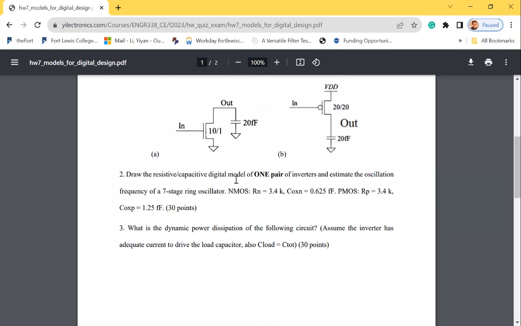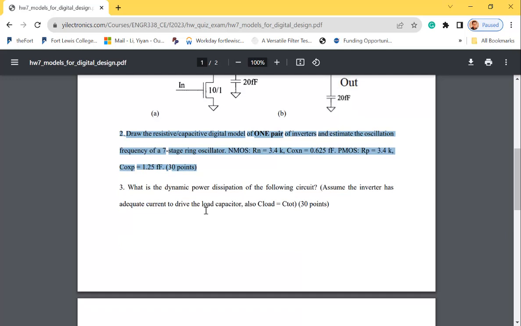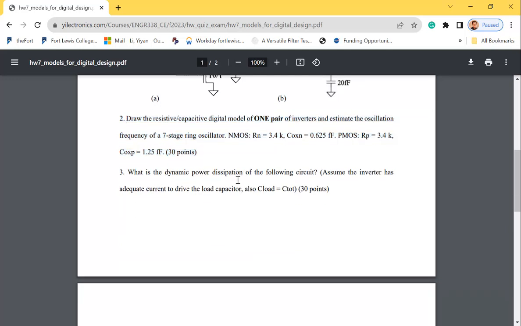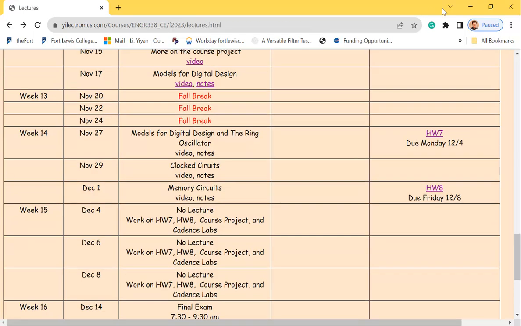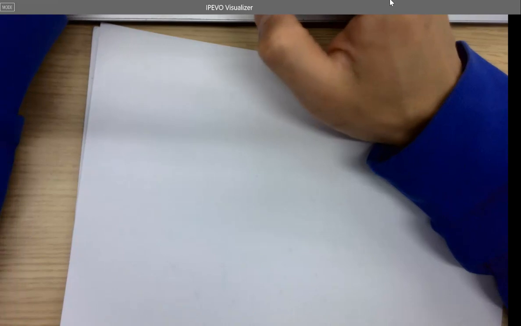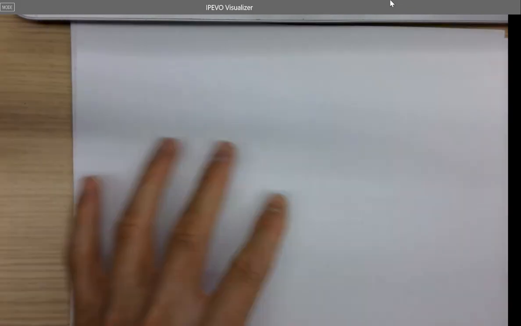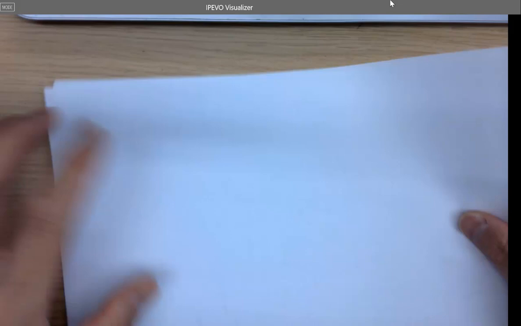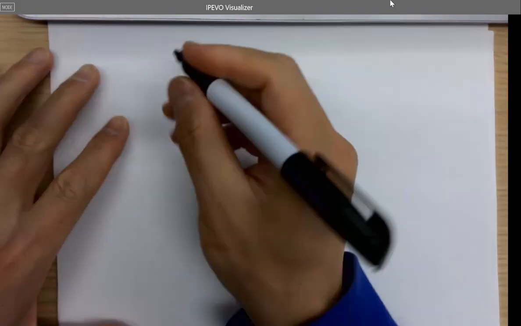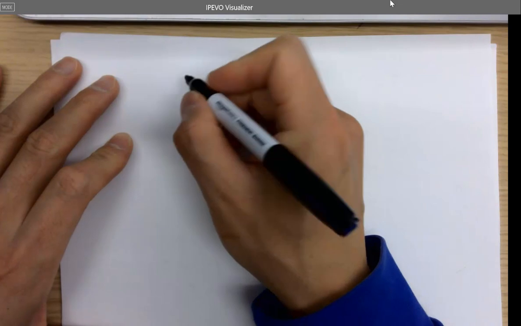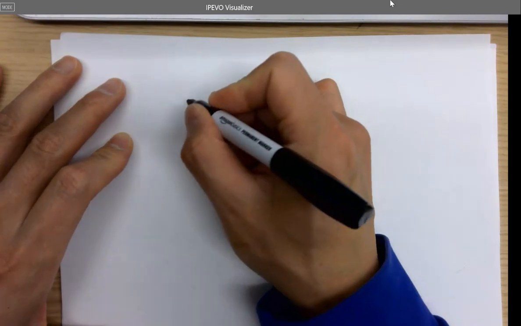Draw the resistive capacitive digital model of the one pair of inverters. We covered partially on Monday, and today we'll finish the topic, so you are good for this one. And what is the dynamic power dissipation? Yeah, we'll do this today. That's it, pretty simple. Okay. All right, let's get into the topic. I think we were here talking about the digital model for the inverter.